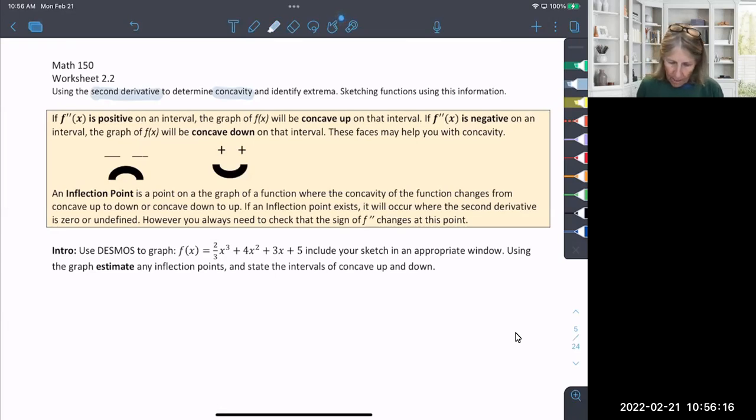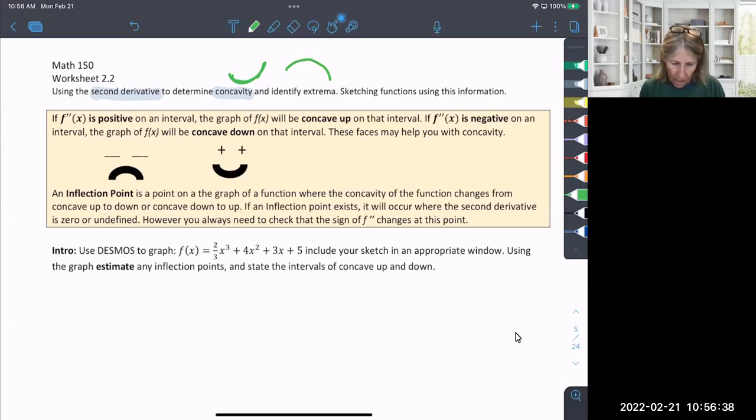So something that curves up, like say a smiley face, something that does a curve up like this would be called concave up. And then a curve that curves down, like a sad face, would be called concave down. So that's the curvature of a graph that the second derivative will help us identify.